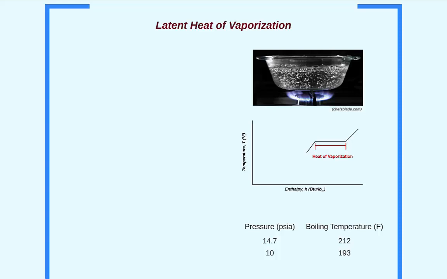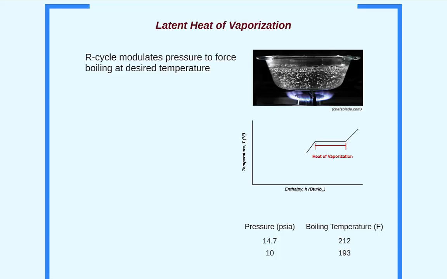Therefore, it is possible to force a phase change at a desired temperature by modulating the operating pressure. This is exactly what the refrigeration cycle does. In the refrigeration cycle, pressures are chosen such that the refrigerant boils at the temperatures we desire.